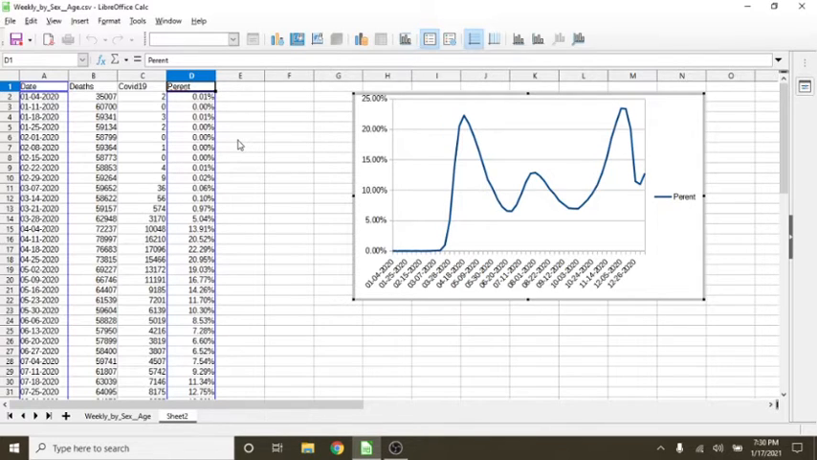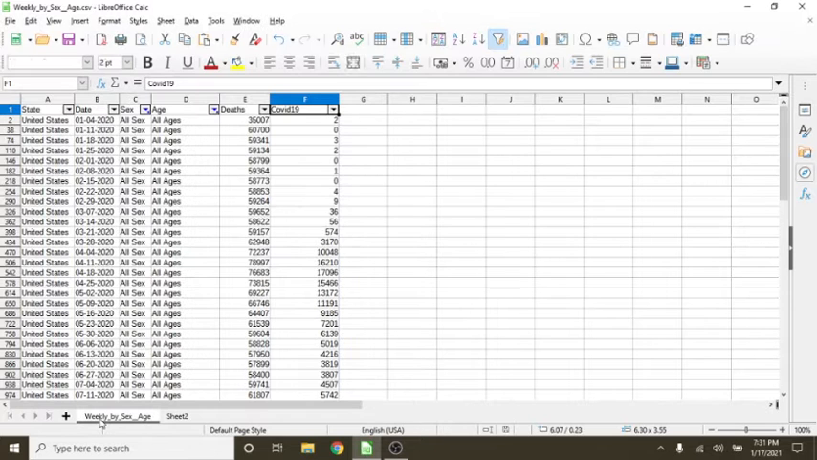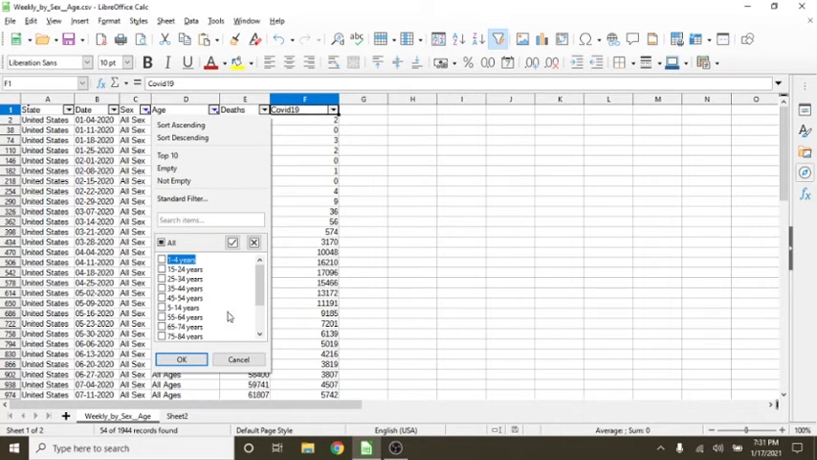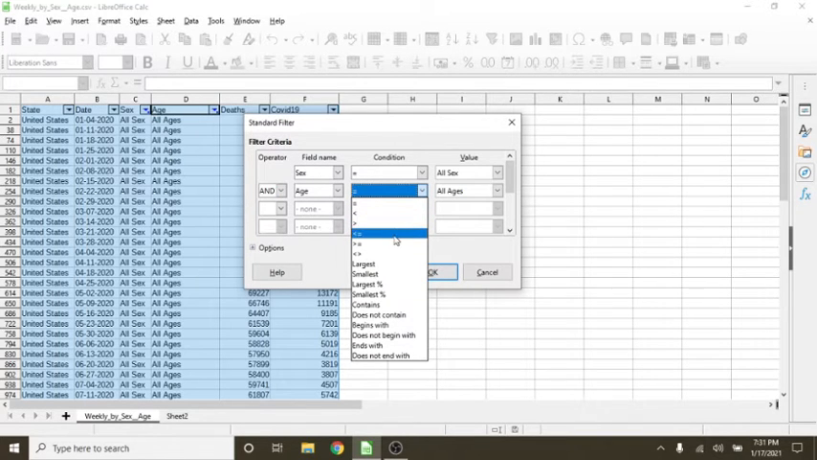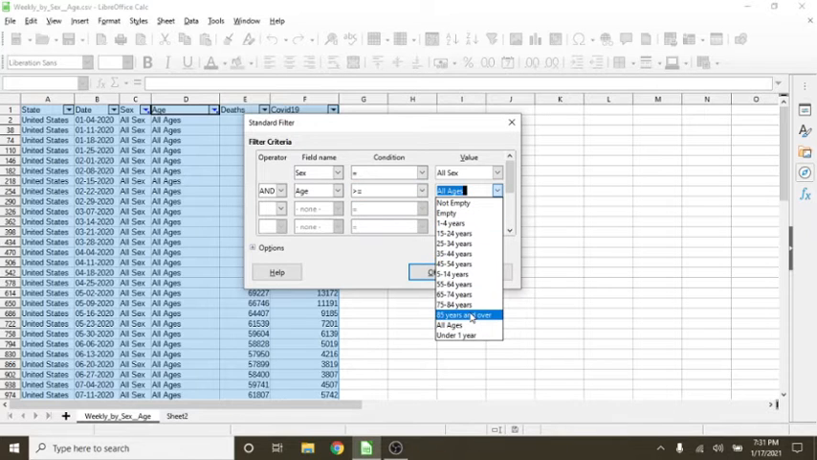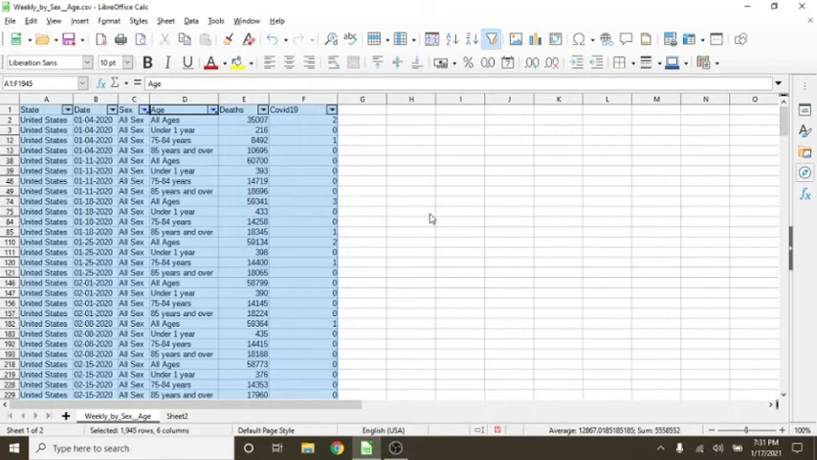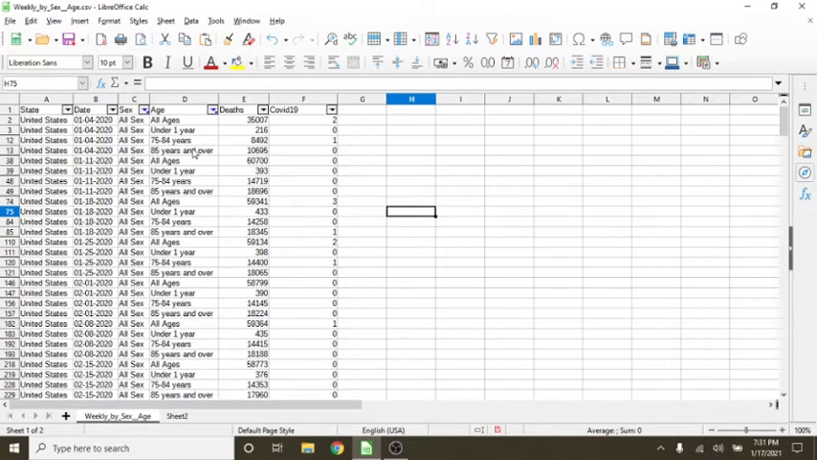We're not really concerned with the age at this point, but we could come back over here, take age, and say we want ages, all sex, greater than or equal to 75 to 84. Okay, so now we've got something a little different here.